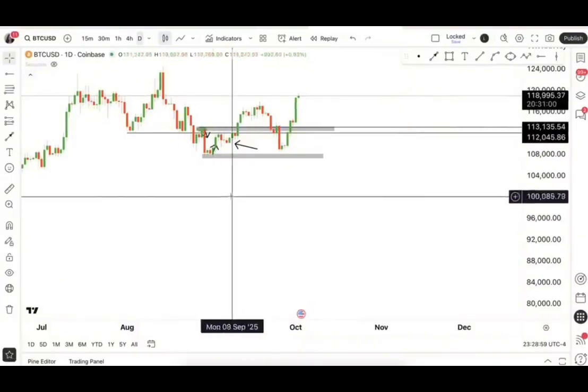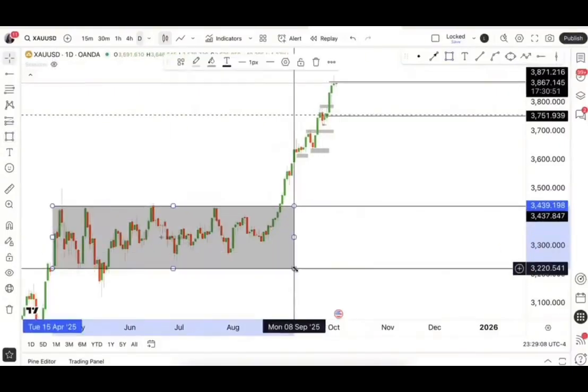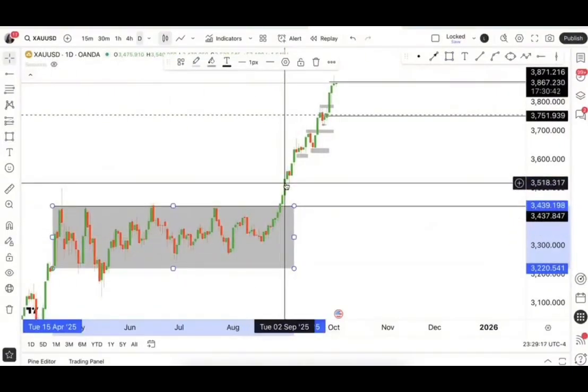Same way with gold right now. If we go look at gold, price chose to go on an uptrend ever since it broke out of that daily range. As we see here, price was ranging for months on end, and then it chose to go on an uptrend. And look at it now. It's going to keep going until it wants to stop.